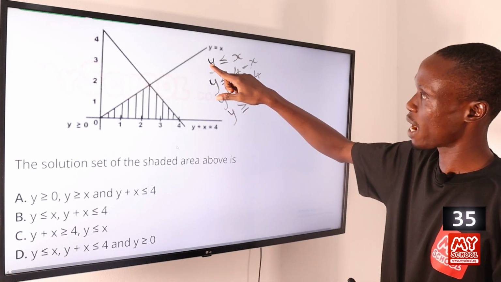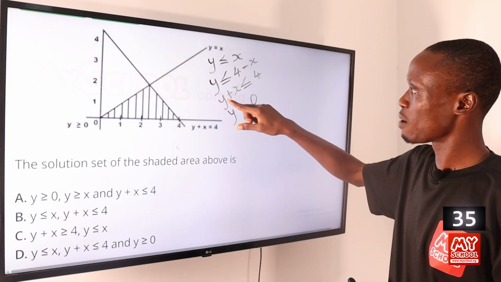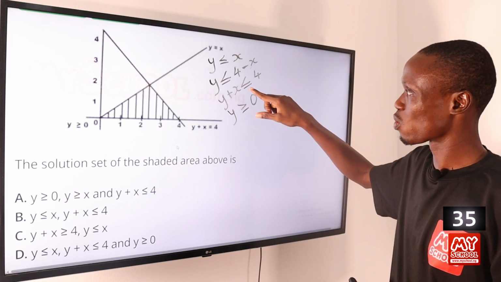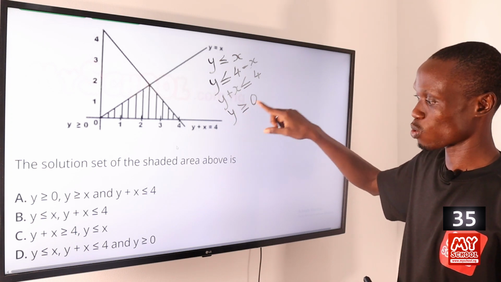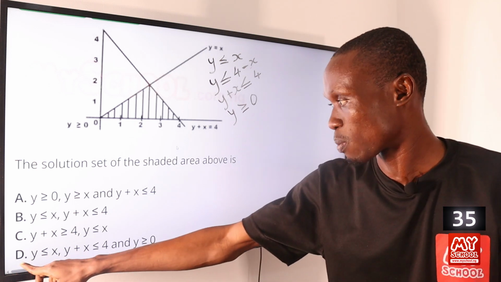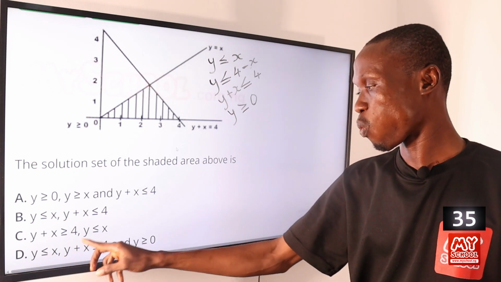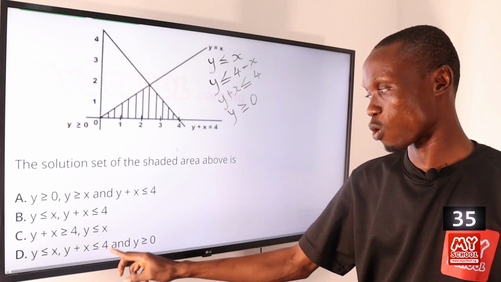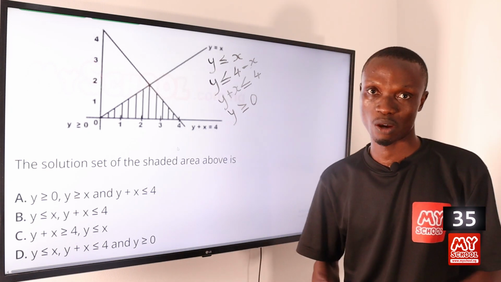The first one is y is less than or equal to x. The second one is y plus x is less than or equal to 4, while the last one is y is greater than or equal to 0. So let's check them one after the other, and that agrees with option D: y is less than or equal to x, comma, y plus x is less than or equal to 4, and y is greater than or equal to 0.